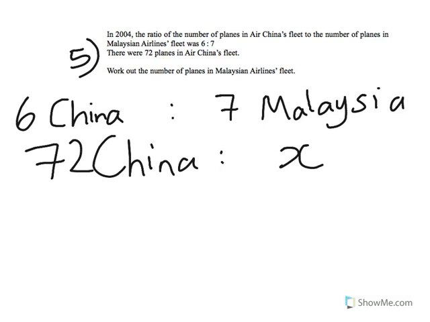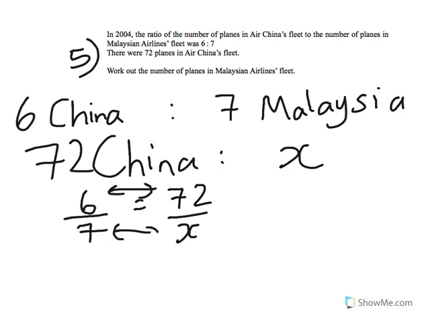Now all we have to do is do what we did in 3, which is put this into an algebraic form, which we get 6 over 7 is equal to 72 over X. Notice how China is on one line and Malaysia is on one line, so they have to be corresponding. So now all we do is solve for X.